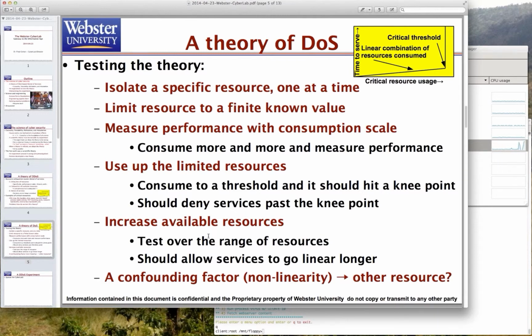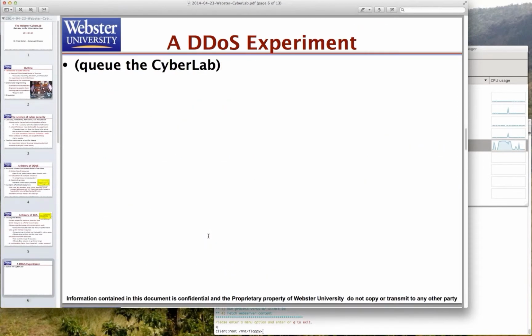And then, of course, we can increase the available resources and test over the range of different resources to show that the threshold is driven by the resource quantity. And that's how we demonstrate that theory. In particular, more resources should allow the services to go linear longer. Now, what might happen, of course, is we might double the resources, but not double the knee point. And that means there's some confounding factor, a nonlinearity. And the theory says it might be that we ran into some other resource limitation. So we have to figure that out.